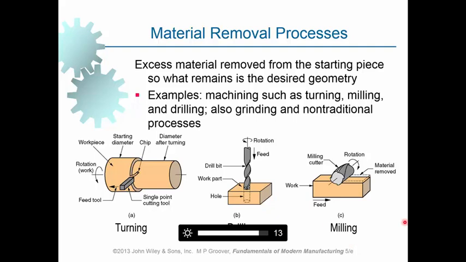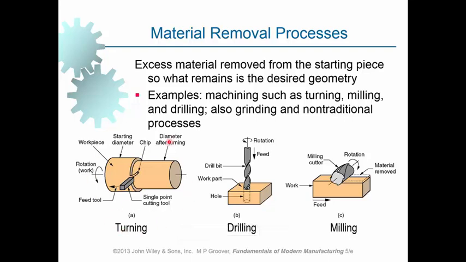Well, and in this slide here we can see three different processes that are commonly performed in metal removal processes or machining processes. And in these processes a cutting tool is used in order to remove the unwanted portions of the material in order to bring it to the desired shape and geometry.